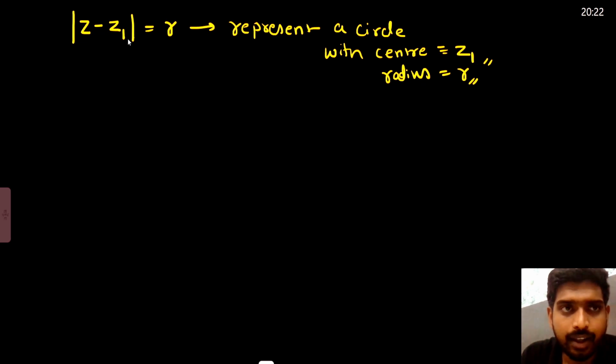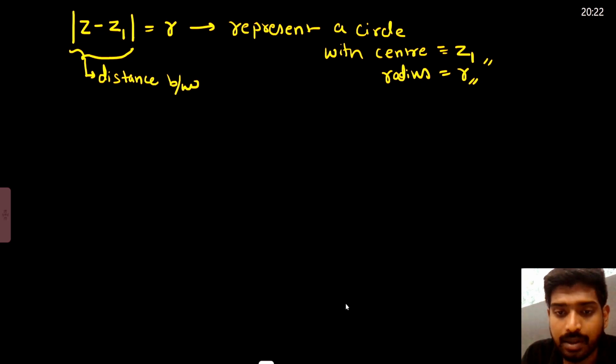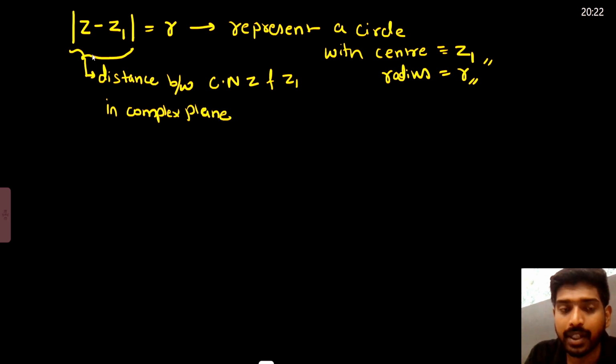Now next, what is this z minus z1? Modulus of z minus z1 actually represents the distance between complex number z and z1 in the complex plane. If you plot both the points in the complex plane, it will give the distance. They are saying the distance between both of them is equal to r. Got it? Z is a variable point here, z1 is a fixed point. That's why we are getting a circle.